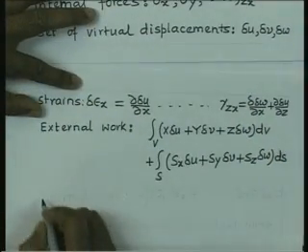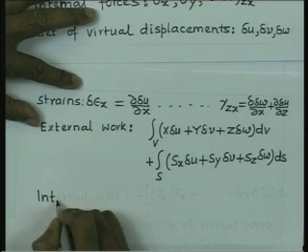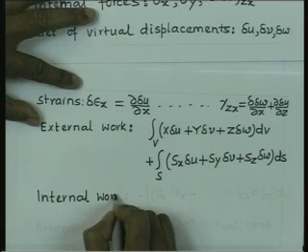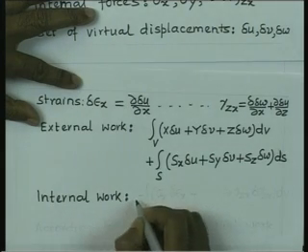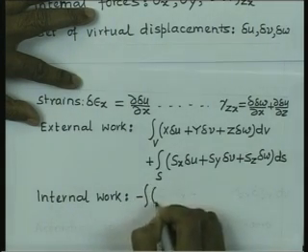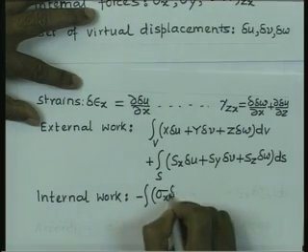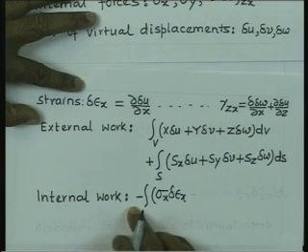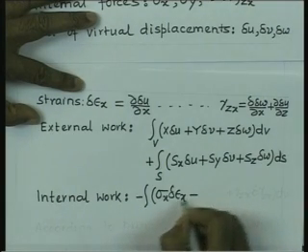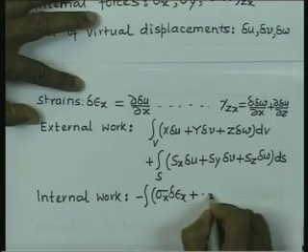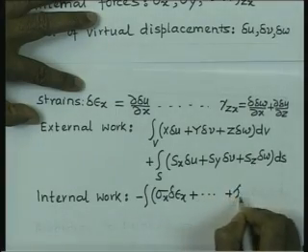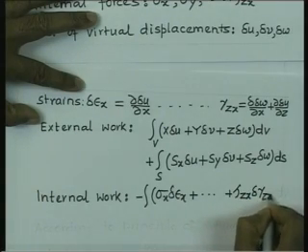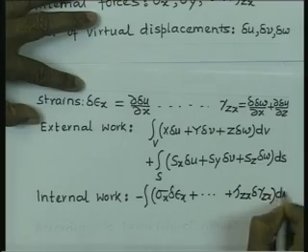The internal work is equal to minus sigma x, because they are reactive forces, the work done will be negative. So, sigma x into delta epsilon x, and all the 6 product terms will come, and the last term would be tau zx delta gamma zx, and this is going to be integrated over the whole volume.